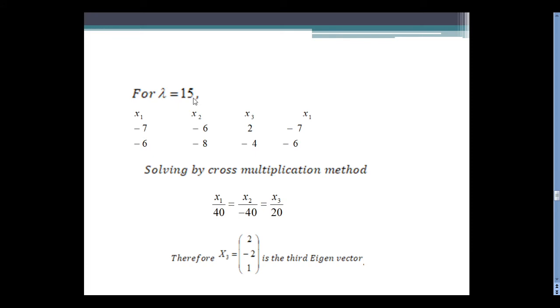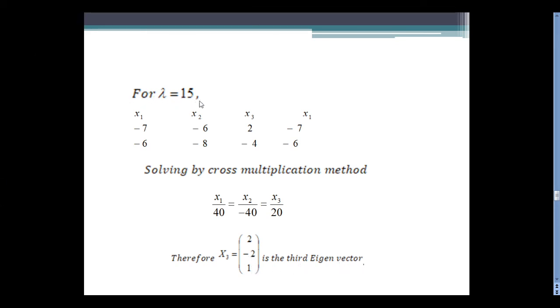For lambda equal to 15. So x1, x2, x3, x1 again. We have taken again the first two equations and substitute all the values. Apply the cross multiplication method. We are getting x1 divided by 40, x2 divided by minus 40, x3 divided by 20. Divide by 20 throughout. We get x3 is equal to 2, minus 2, 1, which is the third eigenvector.